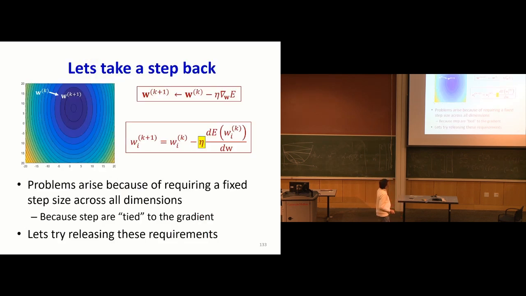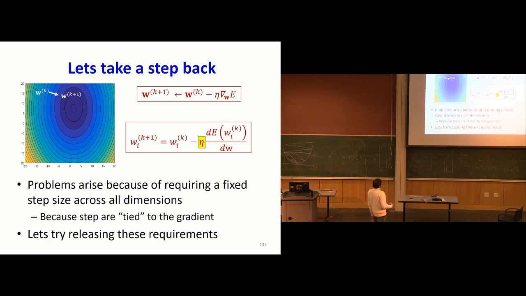So if you take a step back, what we have is, when I have a vector w and I'm trying to update it, the way I do it is w_{k+1} equals w_k minus eta times the gradient of the error with respect to w. This gradient is a vector, which means that for every single component of w, you're using the same step size. And all of the problems we have arise because this step size is the same for all components of w.